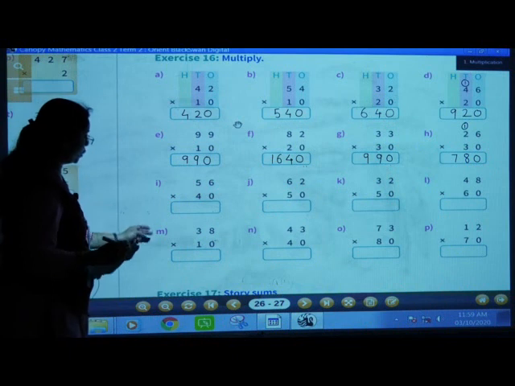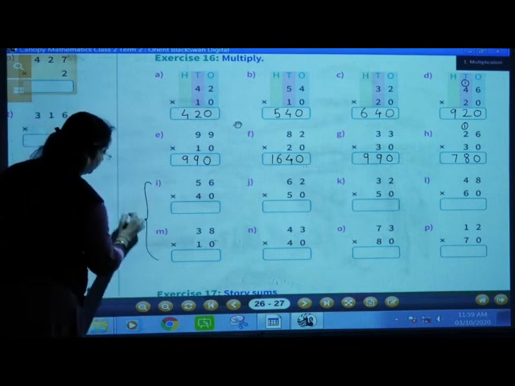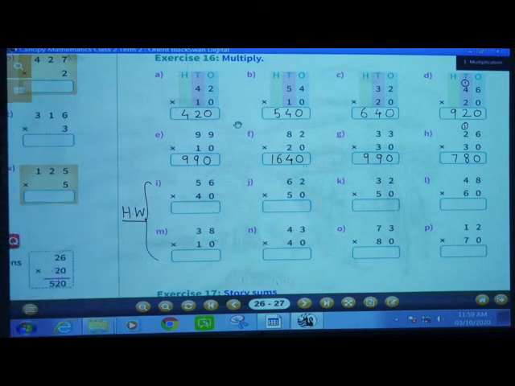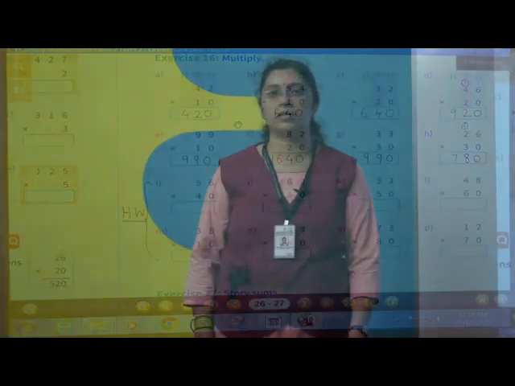Now see, the remaining 2 rows will be the homework. So, students, we have completed exercise number 16. I hope you understood multiplying a 3-digit number by a 1-digit number with regrouping, and the next concept, multiplication by 10, 20 and 30. So the remaining part we will see in the next session.